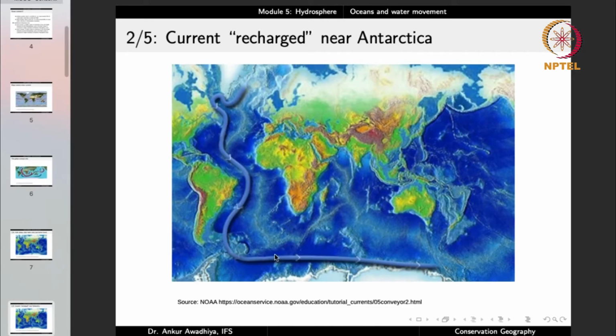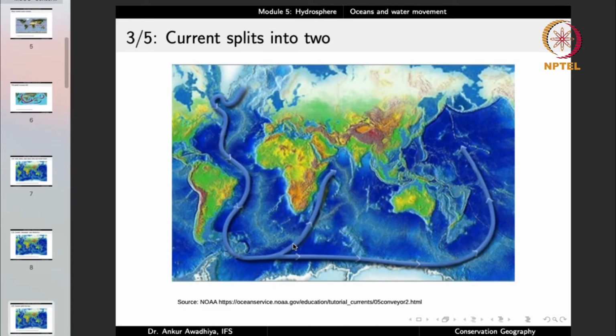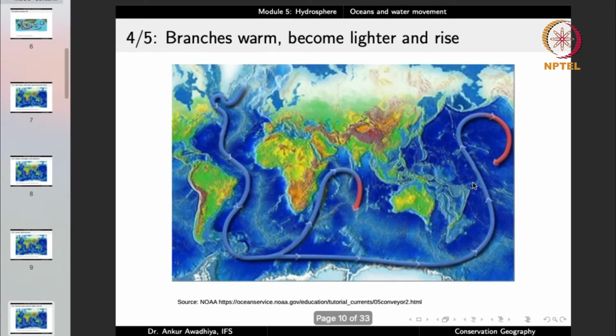Then it is recharged near Antarctica. What do we mean by that? We had a phase separation in the North Atlantic, and similarly we have a phase separation here. And so this current gets even more cold, salty, dense water, and it continues like this. Next, this current splits into two portions. One portion enters the Indian Ocean, and the other portion enters the Pacific Ocean.